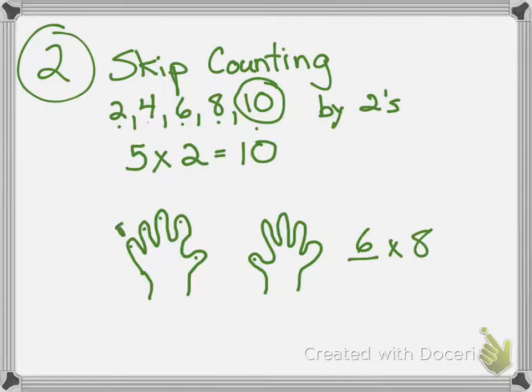So 8, 16, 24, 32, 40, 48. Okay, so 6 times 8 is 48. So if you get stuck on some of those, you know the pattern, but you get stuck or mixed up between them, that's a really super way to figure it out. Use your fingers to count the number of times you are skip counting by 8.